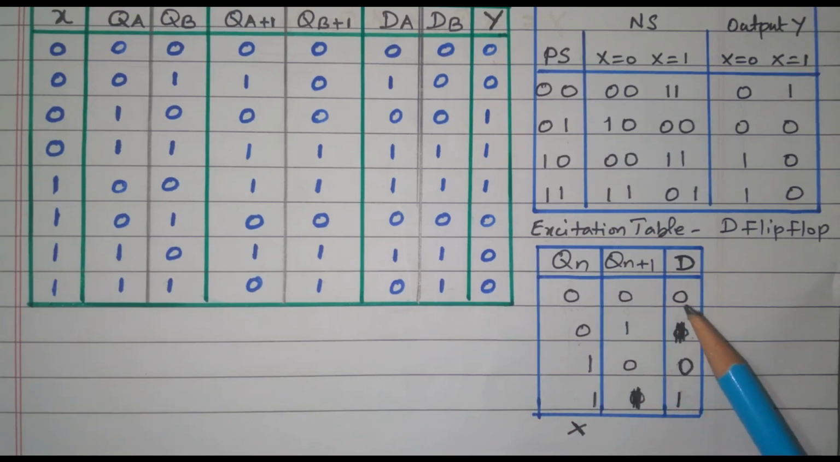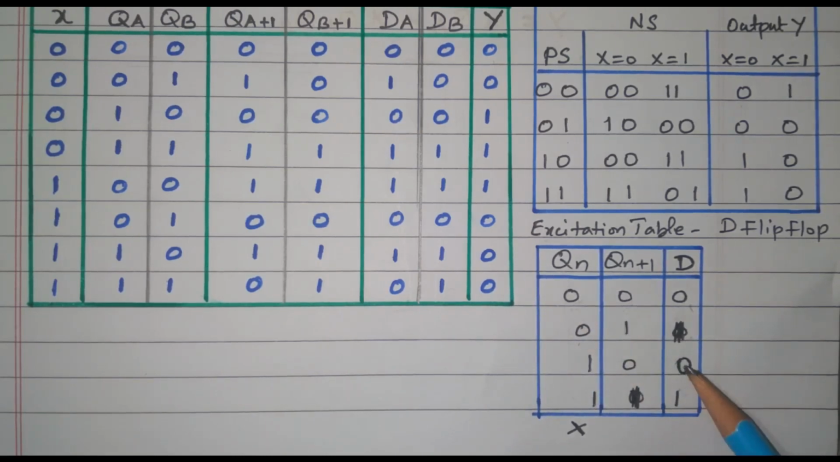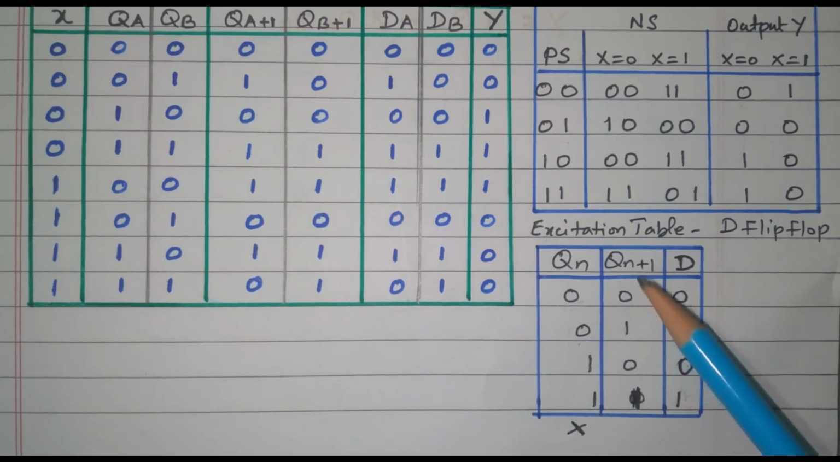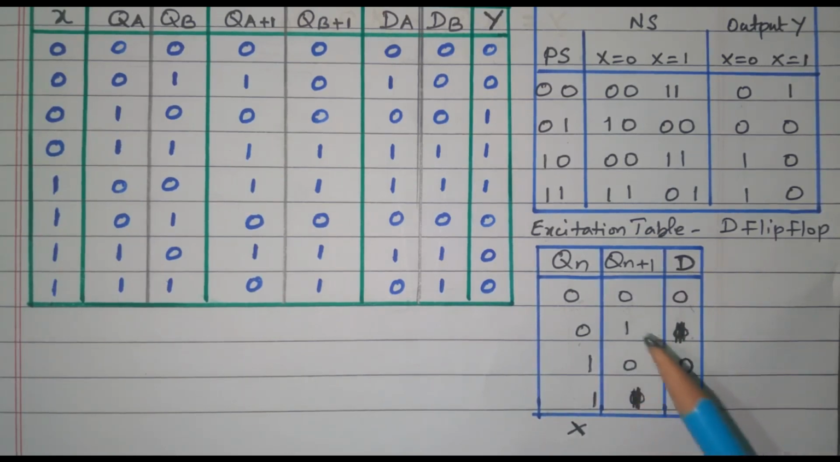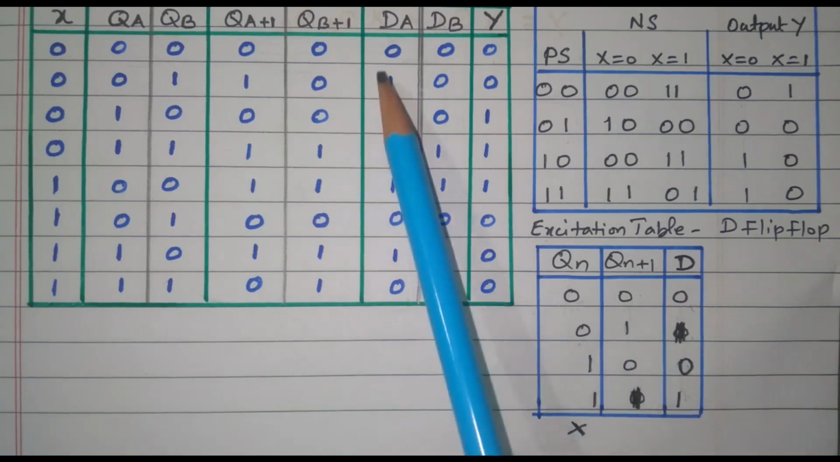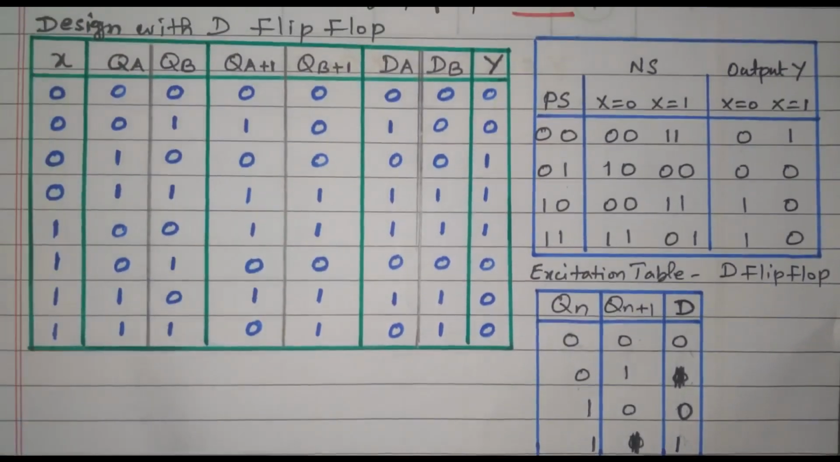See this, D 0 means the next state also 0, whatever may be the current state. D 1 means next state is 1. D 0 means next state 0. D 1 means next state also 1, right? So, the next state and D input both are the same. Otherwise, the D input will be reflected as the next state, not bothering about the current state. So, based on this, now we need to identify the D values, right? The DA and DB. Okay.